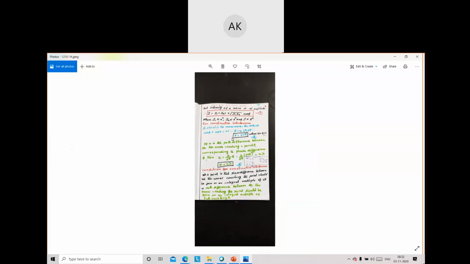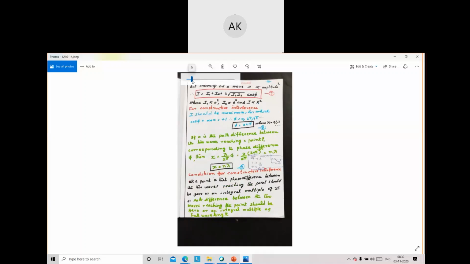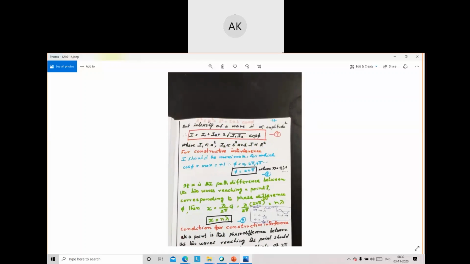See this equation, I1 plus I2 plus 2 root I1 I2 cos phi. In this equation, when I is minimum, what are the values? What is the condition for minimum intensity, or destructive interference? Phi equal to pi?